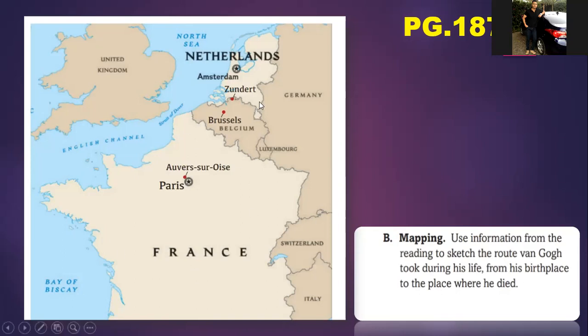Okay, no problem. In this case, I'm going to give you a hand. The first place that he was in this case is Sandert, right? So he started here, Sandert. And then he moved to Brussels. Van Gogh's life. This is a sketch map. We need to trace a line which transmits the idea where he was before or where he was moving, right?